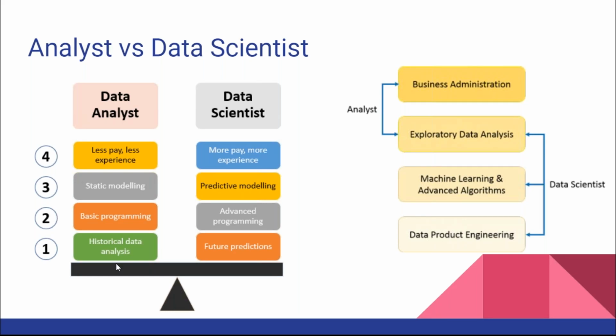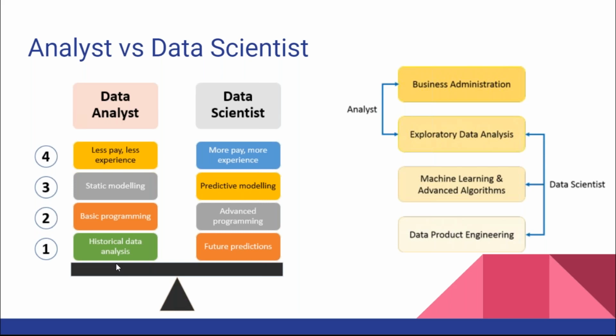So for an analyst, basic programming is required, and if you are starting out, then you should always go with the data analyst part. For a data scientist, advanced programming is required, because you will be building machine learning models and you have to do a lot of experimentation. So for that you should be well versed with the programming part.